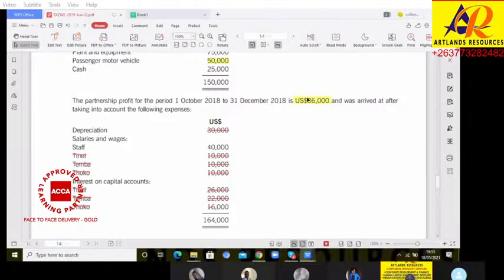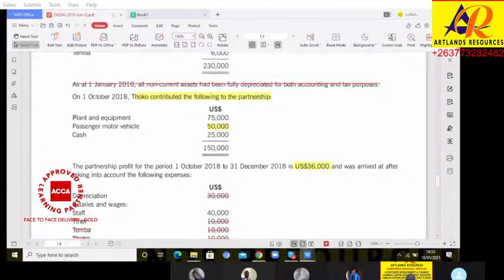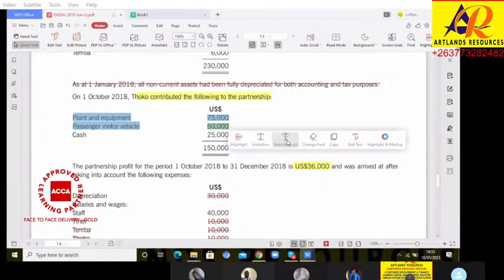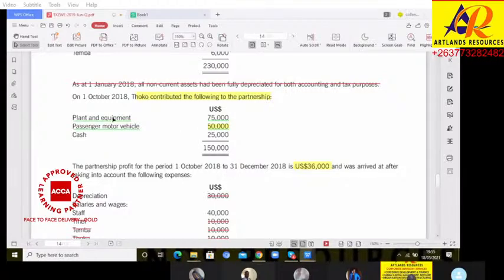I said you add back that depreciation, and then less capital allowances. After you add back that depreciation, you get joint taxable income. You will not add depreciation; you then say less capital allowances.